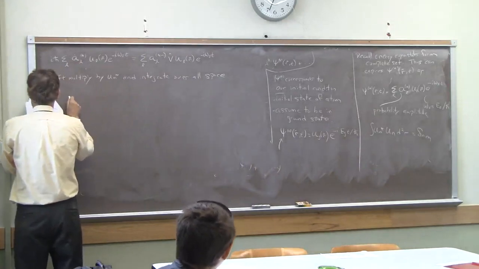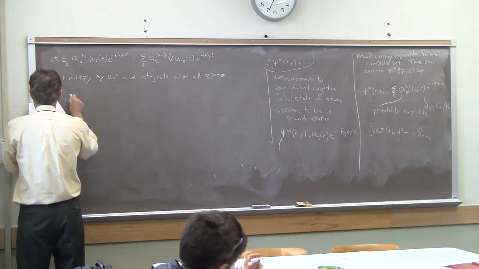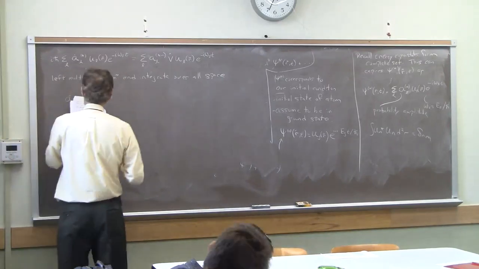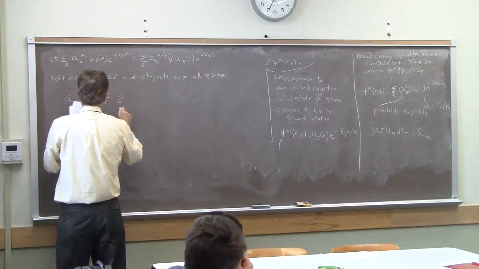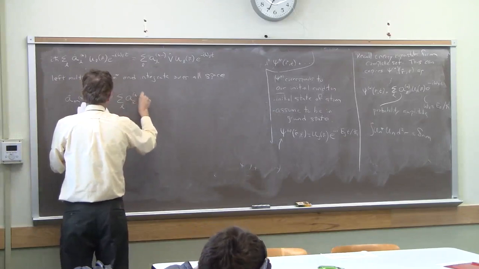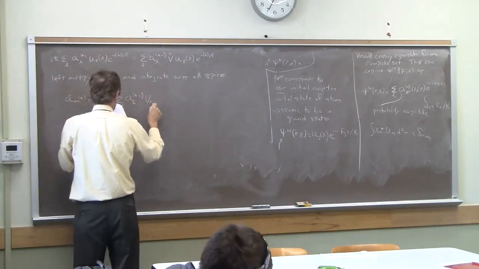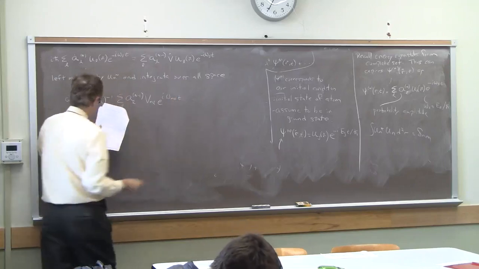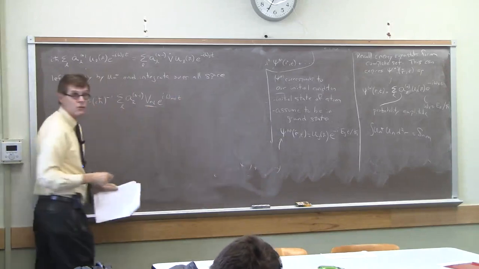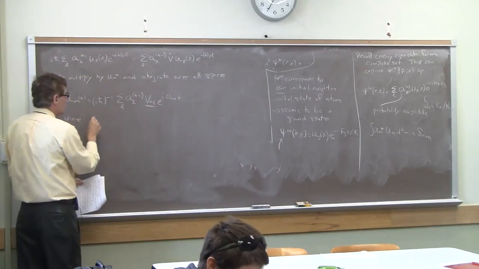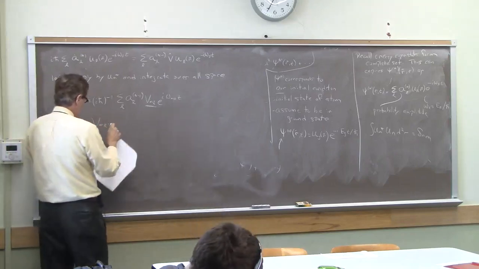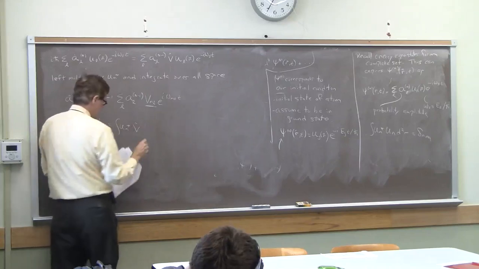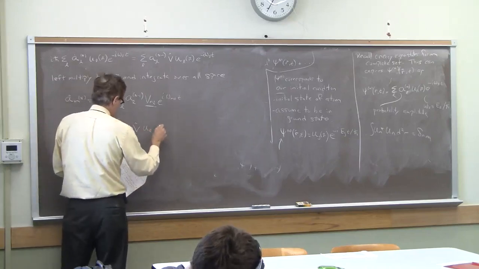So what we end up with is that a_m^(n) dot is equal to i h bar to the minus 1. Just take this to the other side of the equation. Sum over l of a_l^(n-1) V_ml e to the i omega_ml t. Now, I've defined a new quantity here where V_ml is equal to the integral of u_m star operator V u_l d3r.